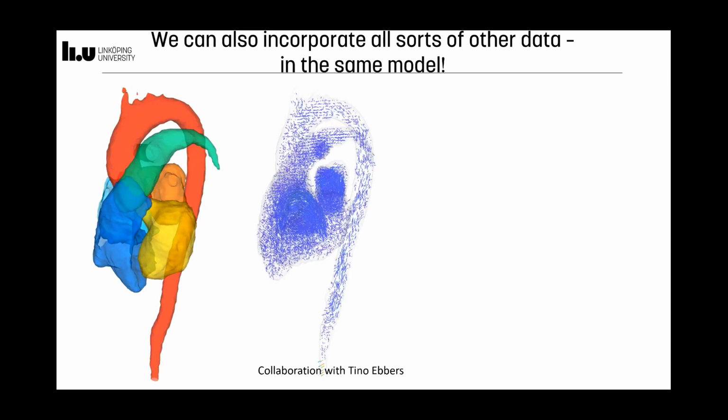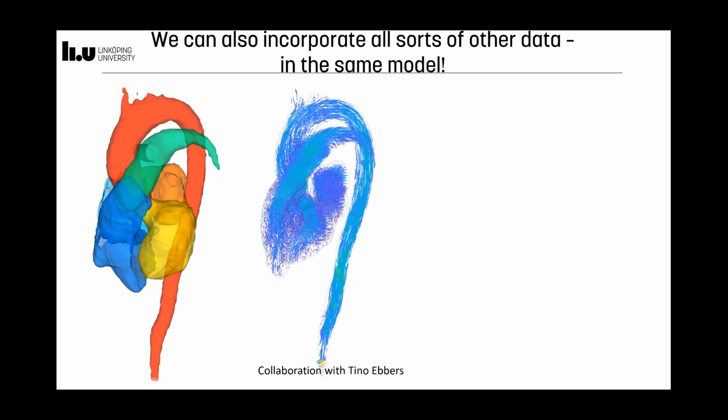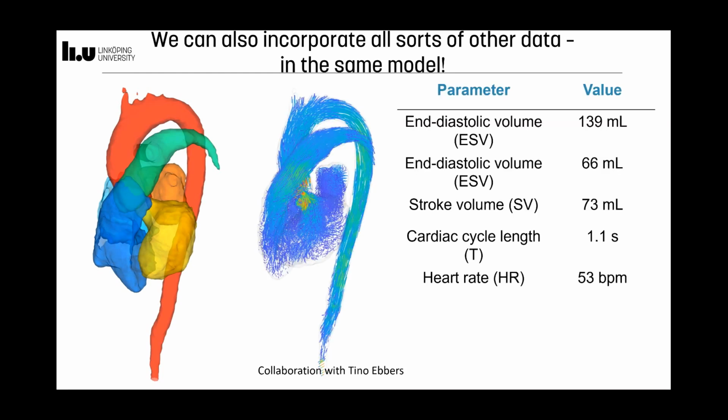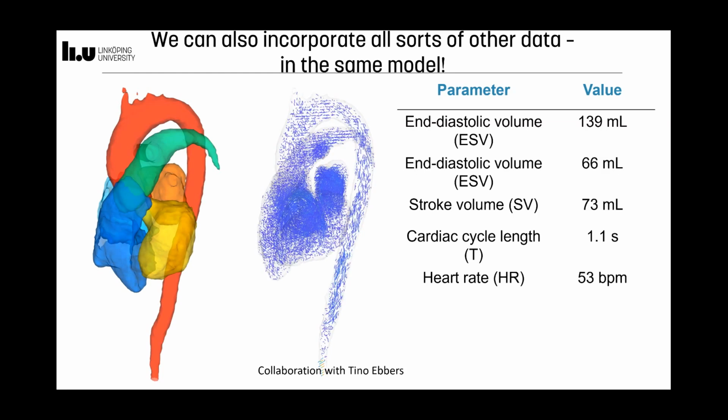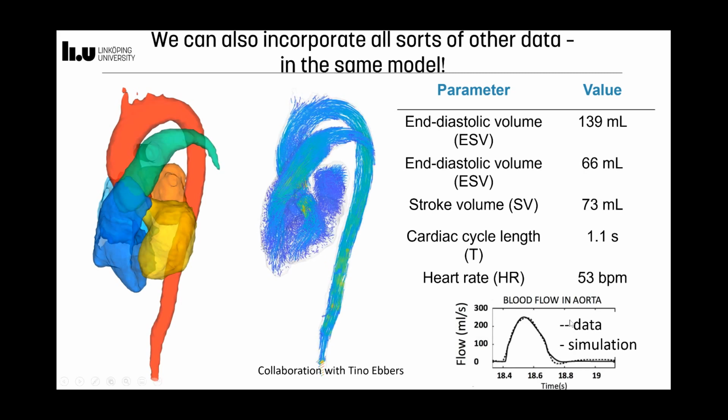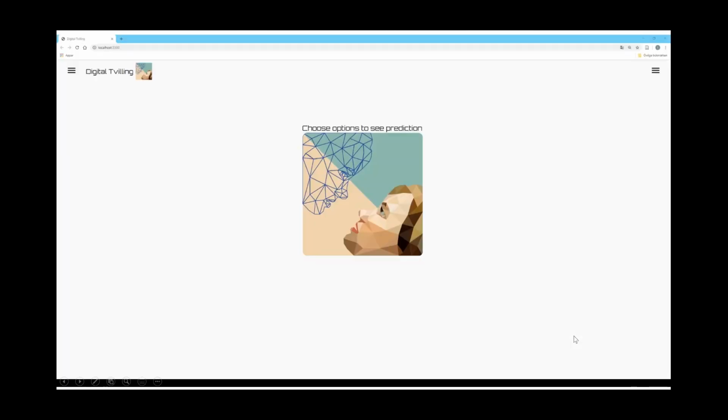In similar ways we did this for all the other types of data. So this is the blood, the beating heart, and the blood flow in the heart and around the heart, and all sorts of parameters we took out from that. And here we again see comparison data and simulations. So that was for the training and the validation.